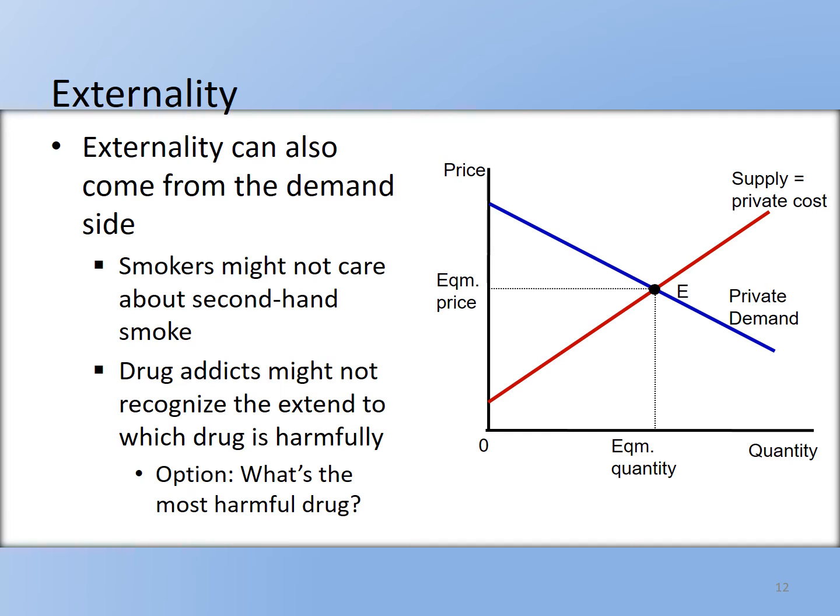Cocaine, ecstasy, marijuana, alcohol. Which one do you think costs the society the most? Cocaine, ketamine, cannabis, alcohol. What do you think? Anyone disagree? Definitely alcohol by far, because of the number of people consuming it, right?